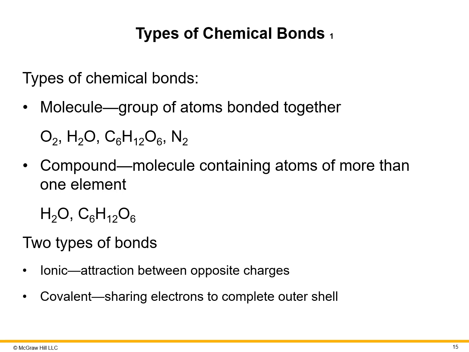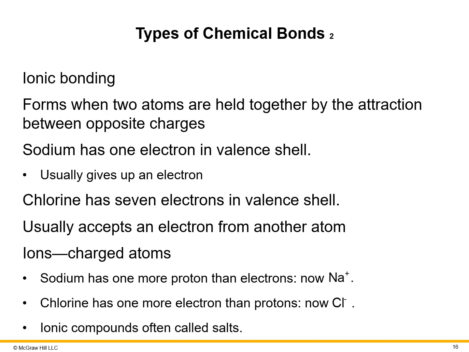Then you have 2 types of bonds. You have ionic and covalent. Ionic is the attraction between opposite charges, and then covalent is where they come together. They share electrons to complete the outer shell. So ionic was where opposites attract. This is where we get into the net charges and things like that. This is more like chemistry.